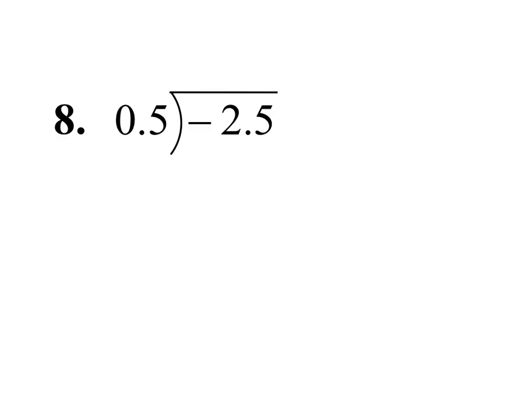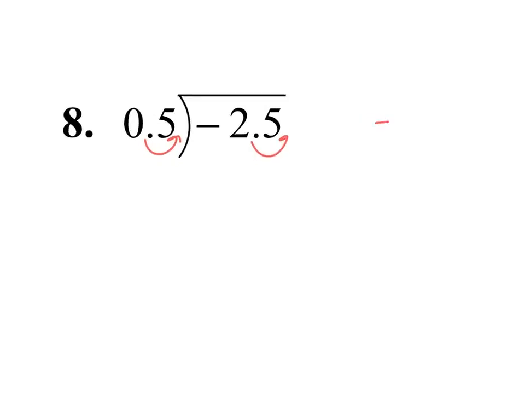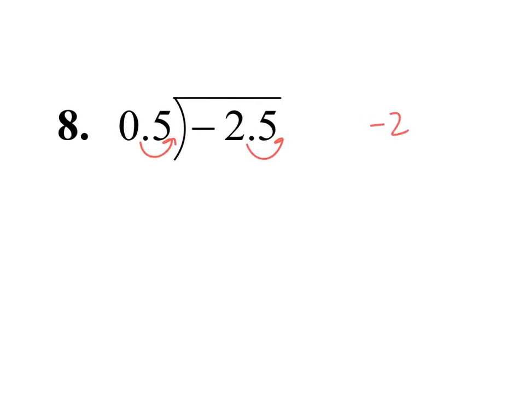So I'm going to change my divisor, the number on the outside, into a whole number by moving the decimal one spot to the right. And remember, whatever I do to the outside, I have to do to the inside. So I'm going to move that one to the right as well. So I'm going to rewrite my problem as negative 25 divided by positive 5.